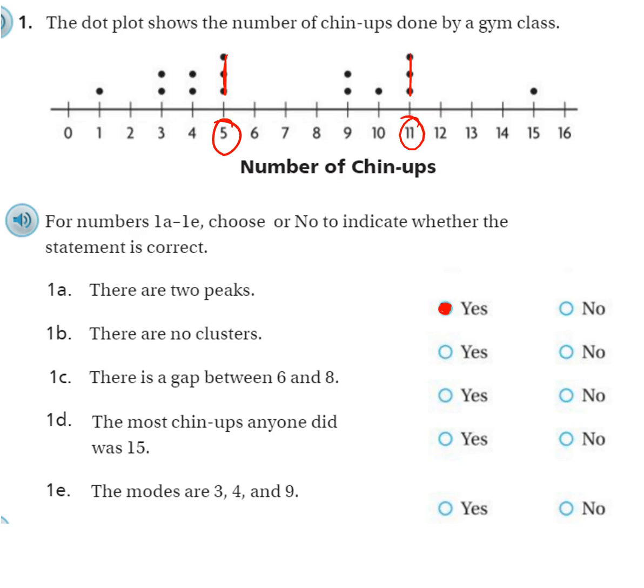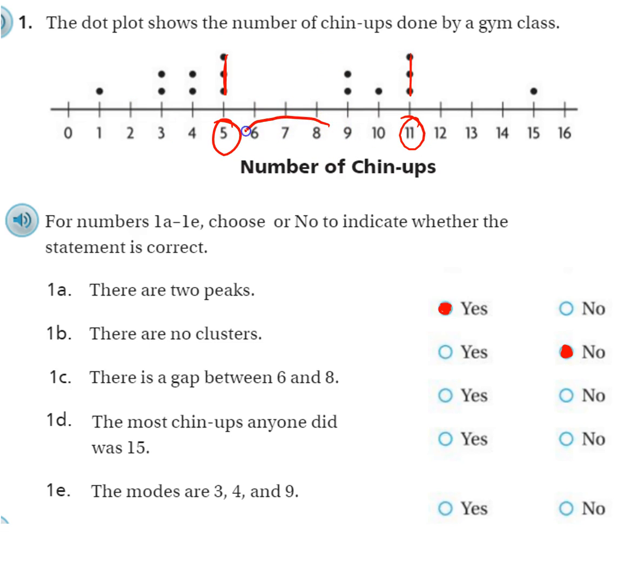There are no clusters. Well, I see a cluster here of a bunch of people grouped together and a cluster here of a bunch of people grouped together. So there are 2 clusters. This says there are no clusters. That's not true.